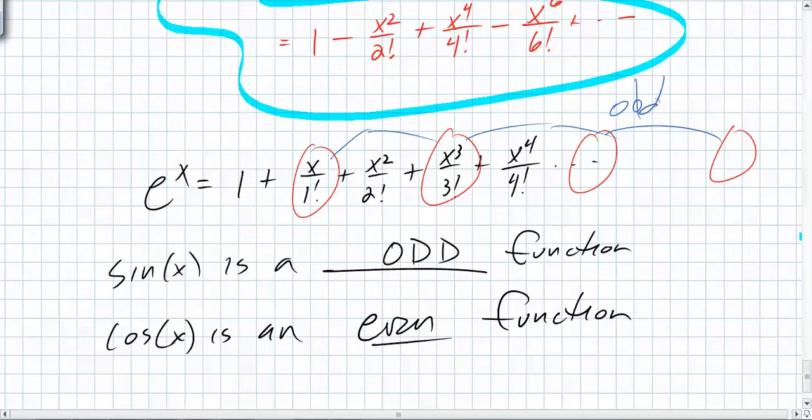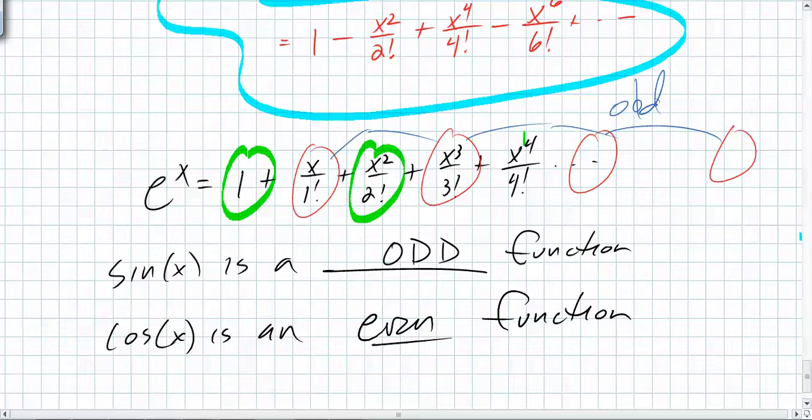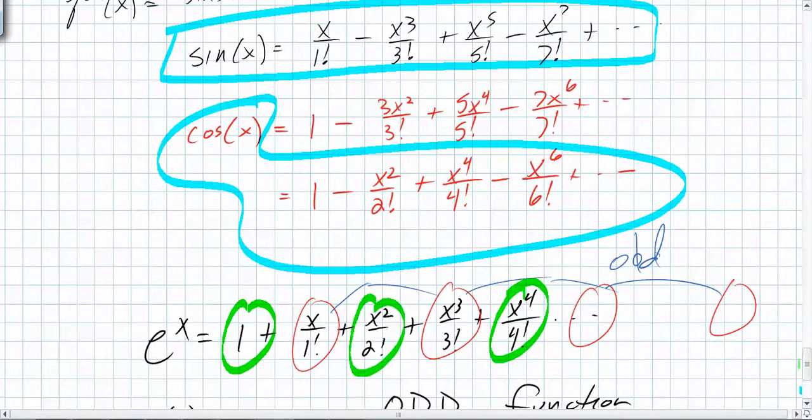Those are the odd ones. The even ones are those ones right there. And it goes minus plus minus. The first term is positive, and it alternates sign. Take a look. The first term is always positive, right? And then what's the next one going to be? Negative. It always goes positive, negative, positive, negative.